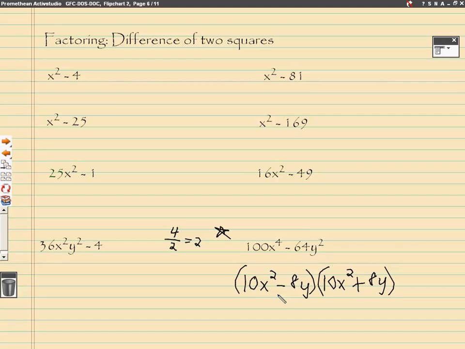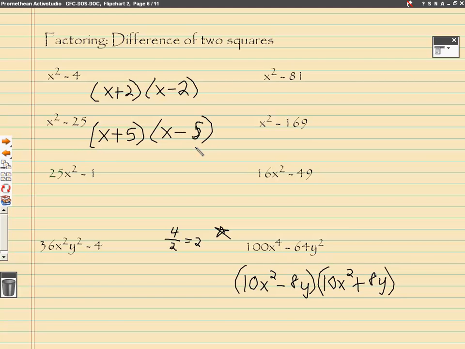Okay, let's do each one. The first one is x plus 2, x minus 2. Again, the plus and the minus sign don't make any difference. I tend to change it for some reason. I probably should keep it the same way, but I'll do all of them with a plus. X plus 5, x minus 5.